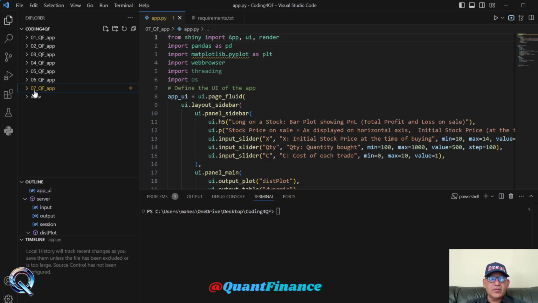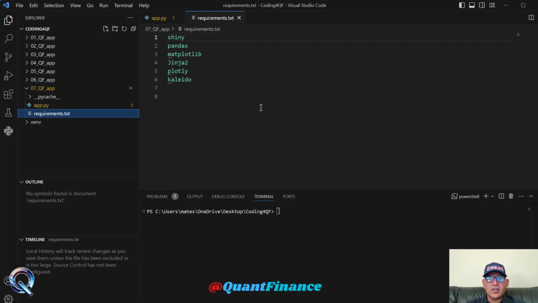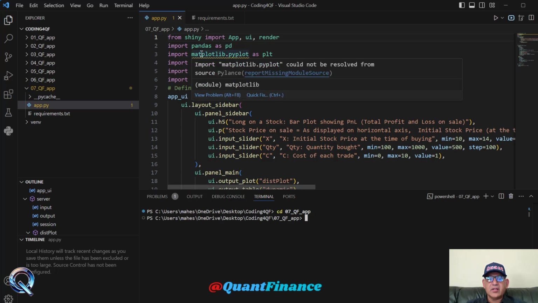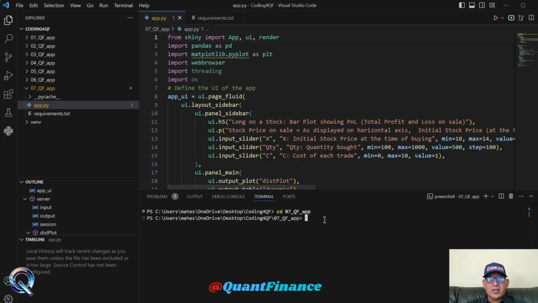Here I have created this folder 07_qf_app, and in this one I have already created app.py and requirements.txt. App.py is here, requirements.txt would look something like that. But here you see that I am getting one error message. Let us go to this directory, change directory 07_qf_app. In this directory we have not installed matplotlib, because this is where we are getting this message. And let us do that.